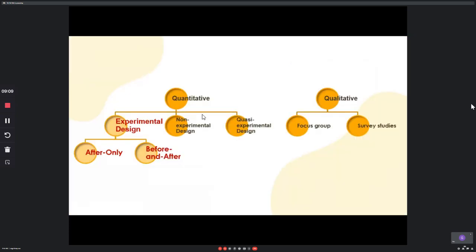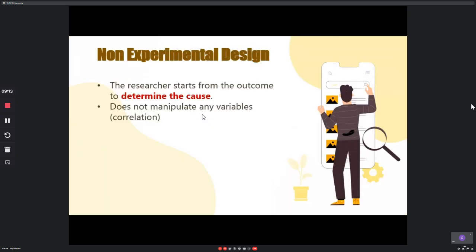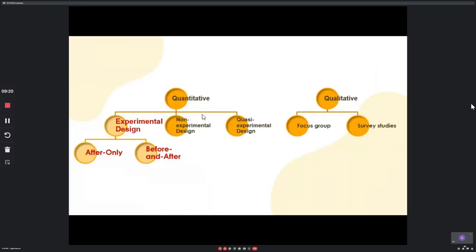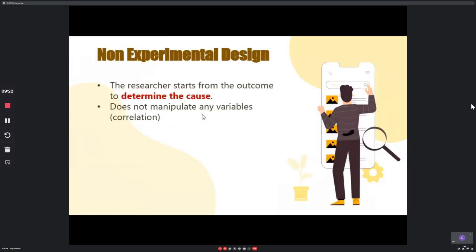Different types of experimental design. We have after-only or before-and-after. Okay, the researchers start, we are going to look at the after-only and before-and-after experimental designs. But let's go through non-experimental design first.